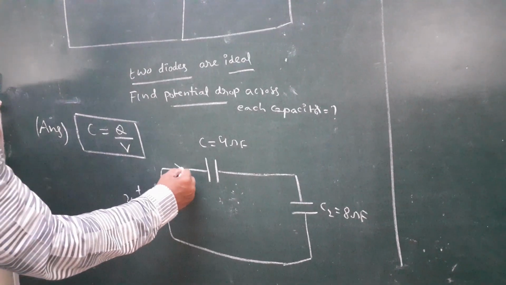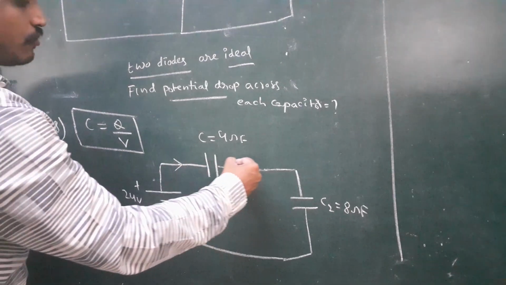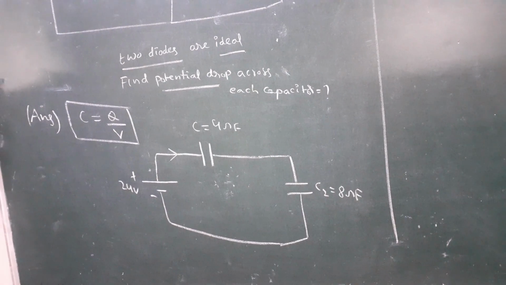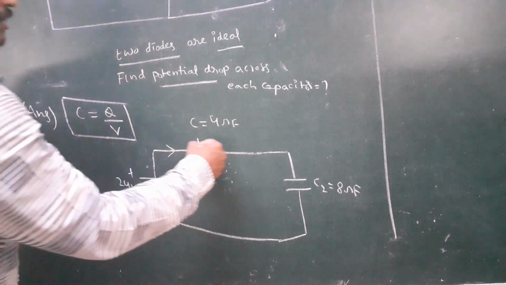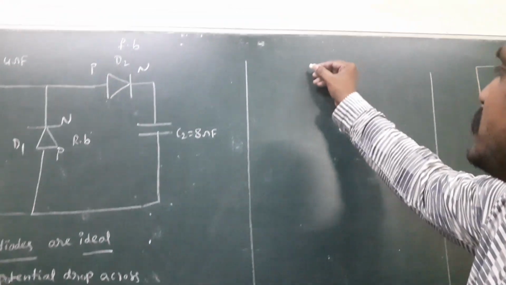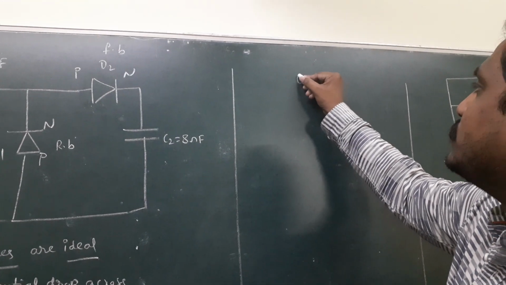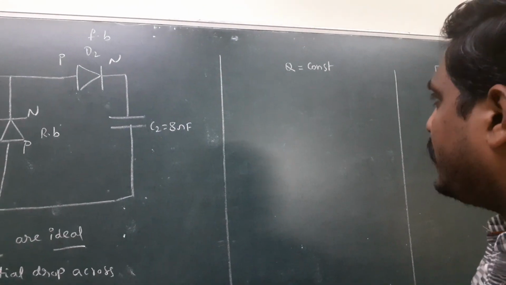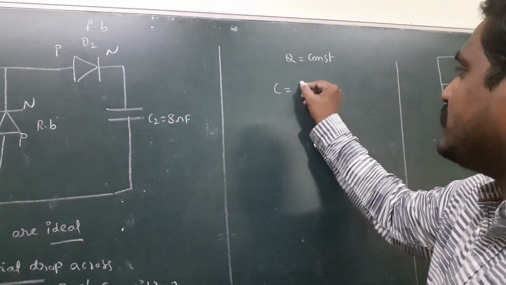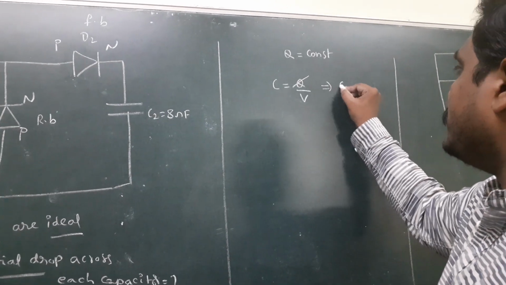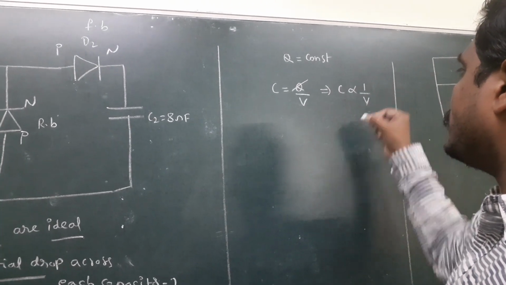According to this circuit diagram, current always flows from plus to minus. Current continuously flows. This combination is a series combination. In the series combination, which will be constant? Current. Current means flow of charge. That means charge is constant. What is the formula for C? C is Q by V. Q is constant, meaning C is inversely proportional to V.